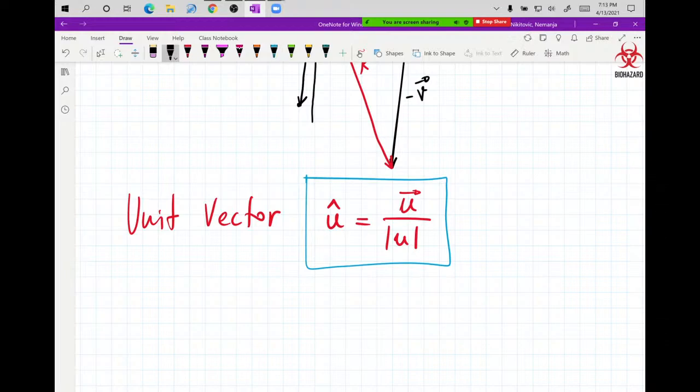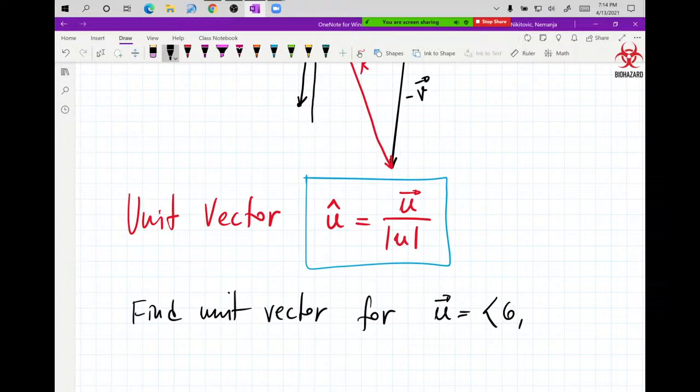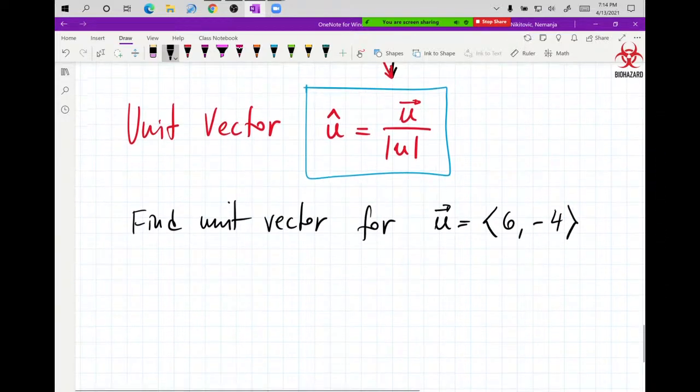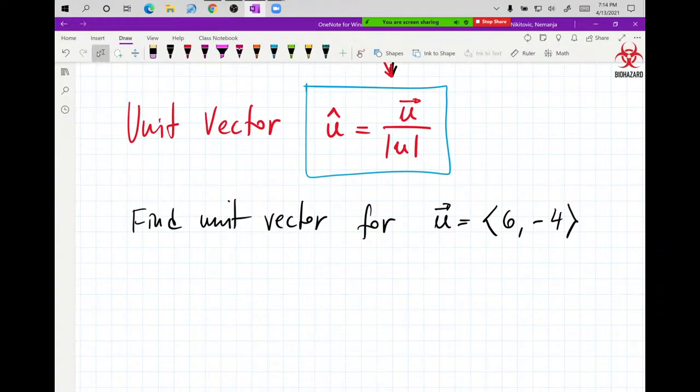And let's say find the unit vector for, say, vector u is equal to 6 and -4, whatever. If you look at the formula up there, you need the magnitude. And the magnitude is just basic Pythagorean theorem.